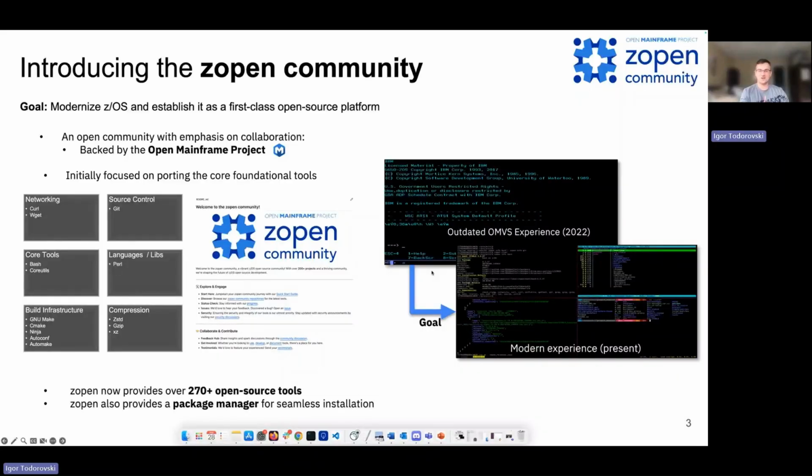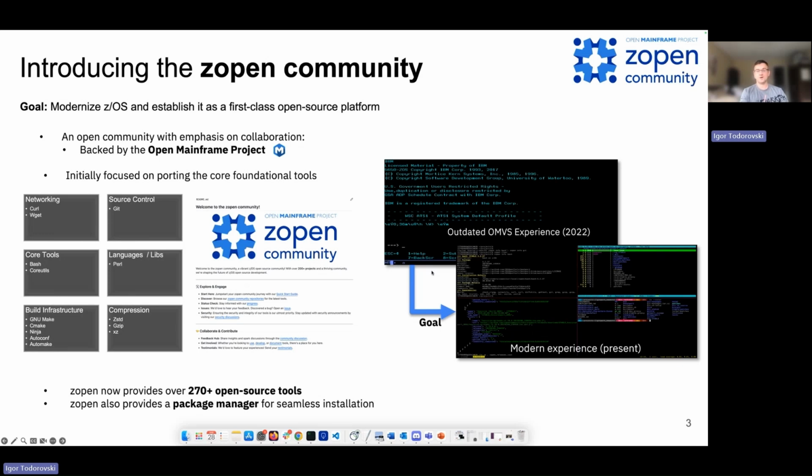Hi everyone, I'm Igor Todorovski and I lead the zopen community. It's a global initiative hosted by the Open Mainframe Project. For decades, the mainframe and open source worlds really felt like they were on two different continents. Our mission at the zopen community is to unify these two worlds and make z/OS a first-class open source citizen. To achieve this, we built our initiative about 3 years ago on a foundation of transparency and collaboration. From day one, all of our code, releases, and discussions have been open to the public on GitHub.